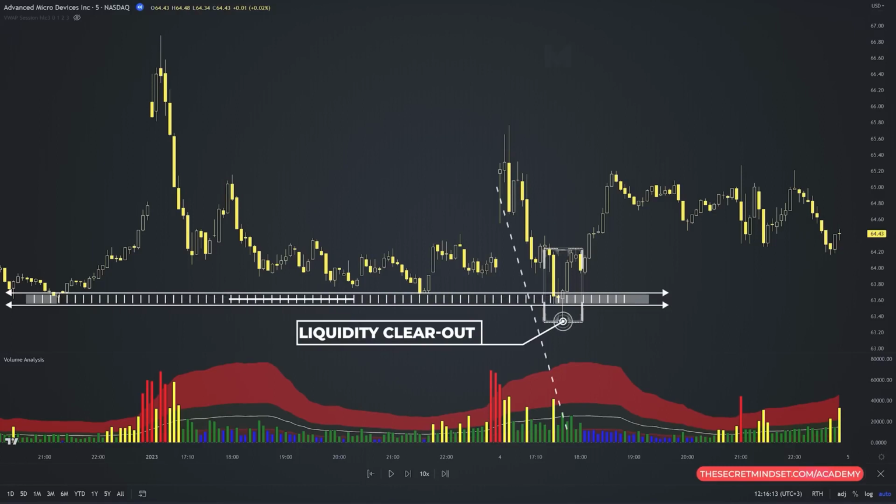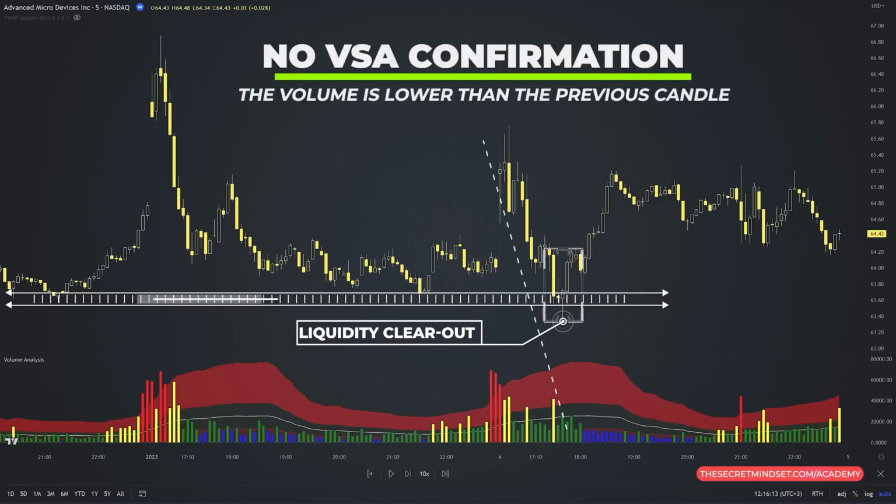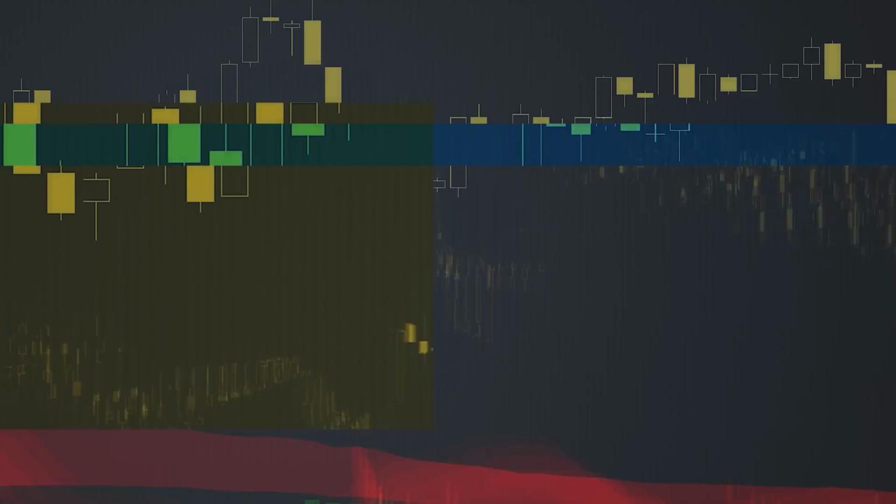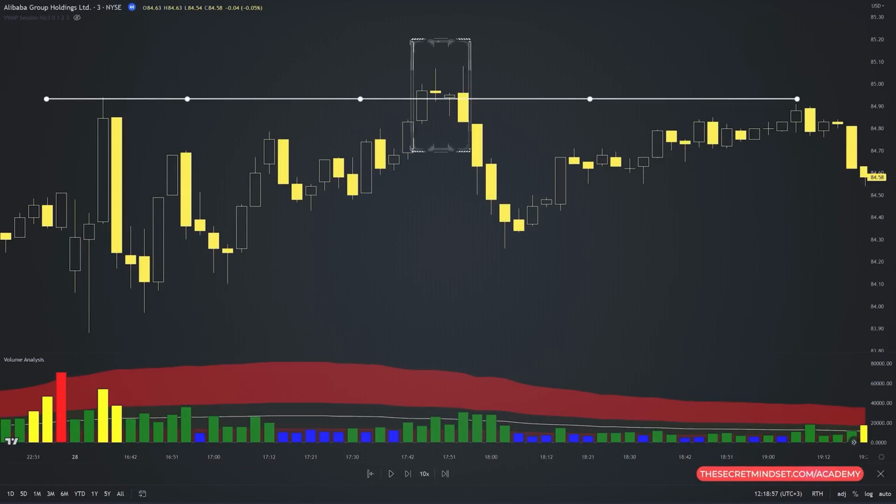But we don't have the volume confirmation. The volume is lower than the previous candle. I would have skipped this trade, even though in hindsight I see that it continued to increase and would have allowed for a quick scalping trade. If you see the pattern, and you also spot a liquidity clear-out, the setup is even more powerful.